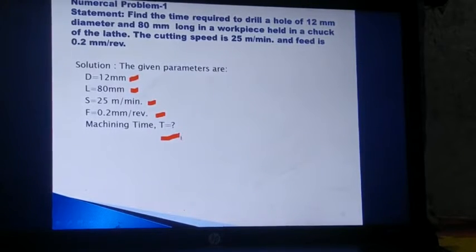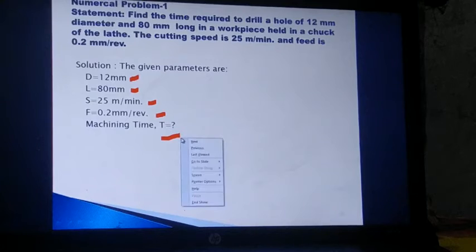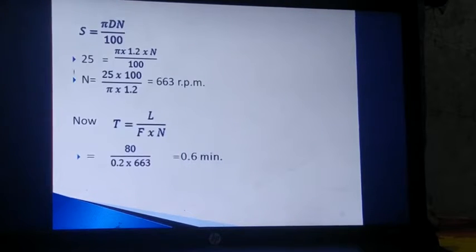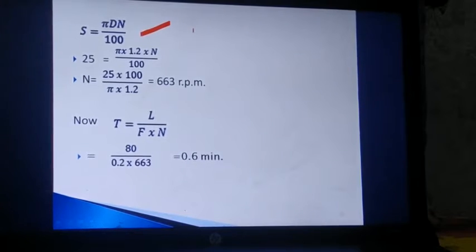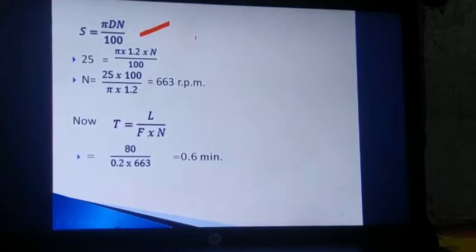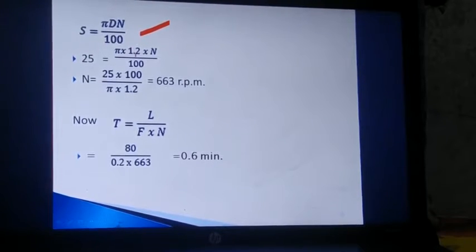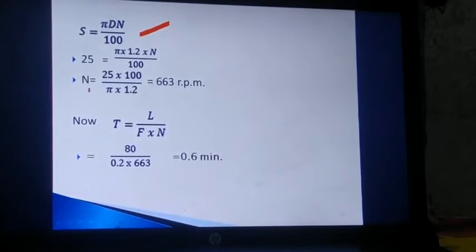So we have written on the left side the given parameters. Now we will use the cutting speed formula we know, S is equal to pi d n by 1000. So we put the values: S is 25, pi, d is 12, n we have to calculate, divided by 1000. So we calculate n by using this formula as 663 rpm.